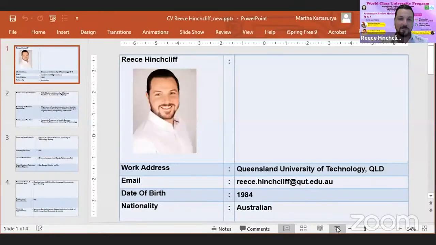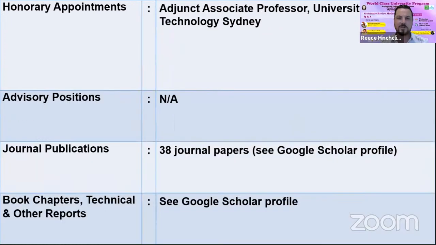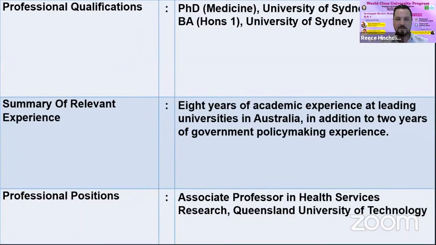So my name's Rhys Hinchcliffe. I'm an associate professor in health services research here at Queensland University of Technology. My main research interests are how to regulate health systems to ensure that the quality and safety of care provided to populations constantly increases. So what we're striving for is continuous quality improvement. And as part of that, I'm also interested in how we can reconfigure health systems to also support that same goal. As you can see, Martha has kindly shared a little bit about my background and my CV.